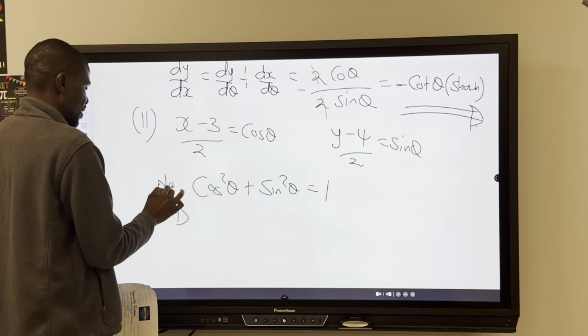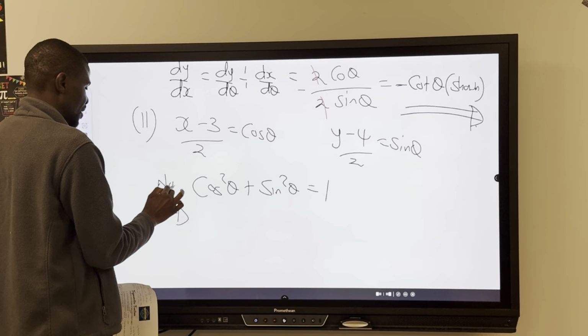When we simplify, we get (x minus 3) squared over 4 plus (y minus 4) squared over 4 equal to 1. Then we multiply every term by 4. So therefore, (x minus 3) squared plus (y minus 4) squared equal to 4. And this is exactly what we are supposed to show. So we are done with this part. All right. As simple as that. Okay. So now item 3.